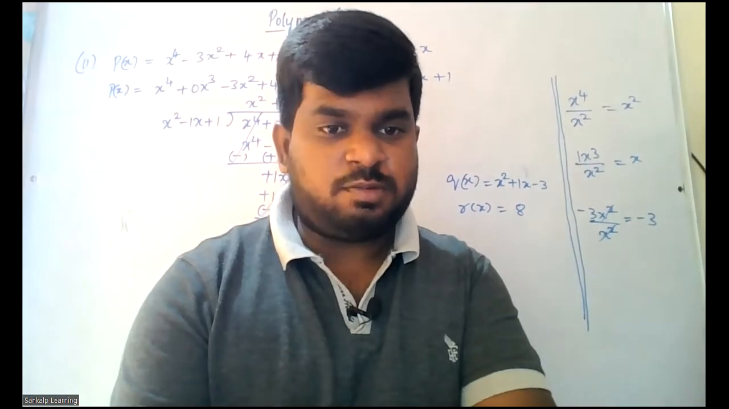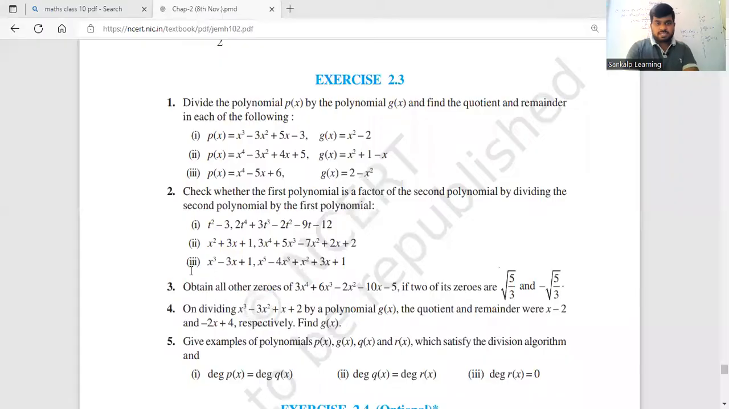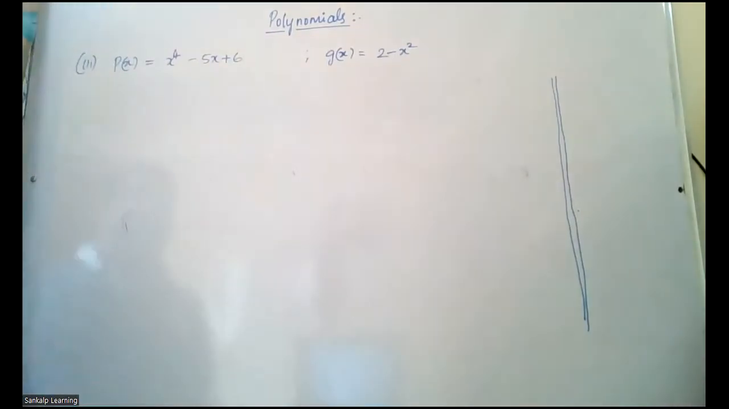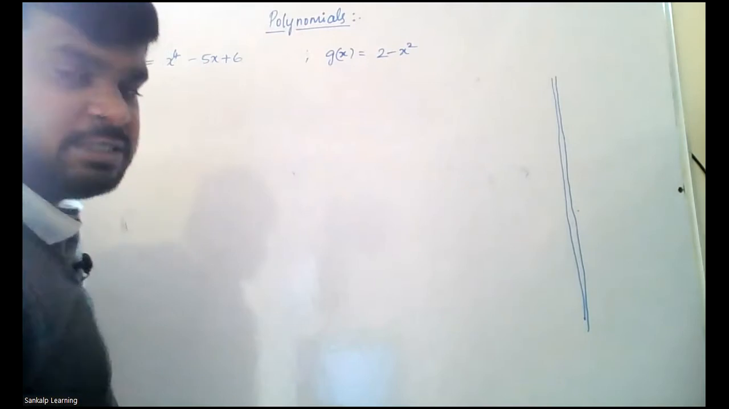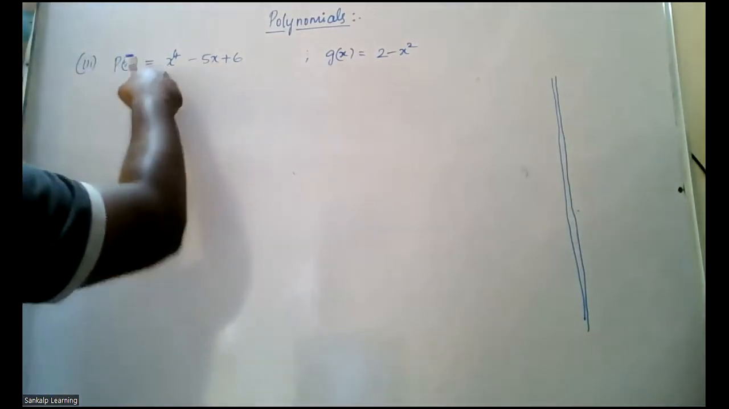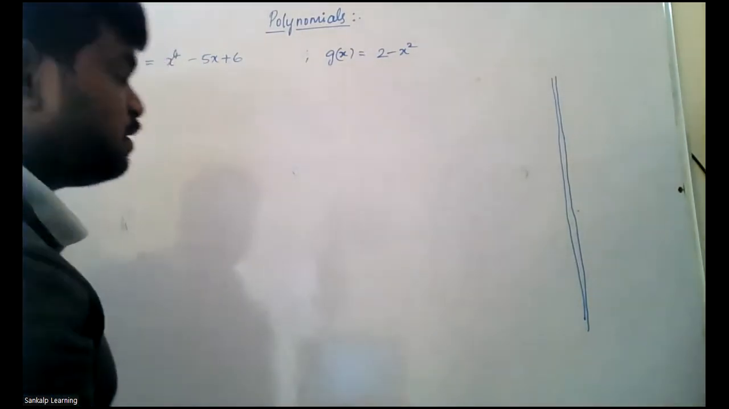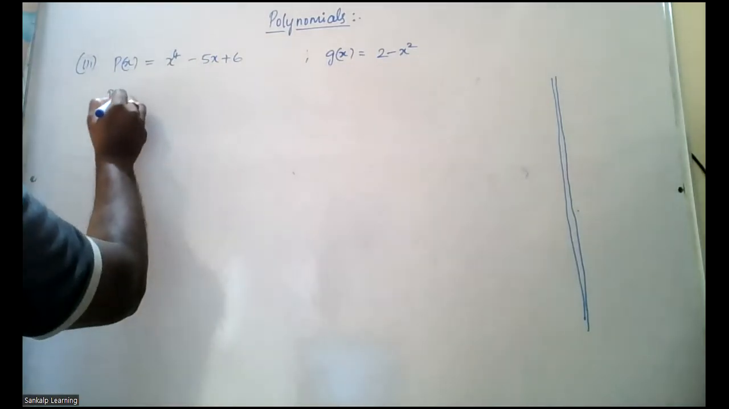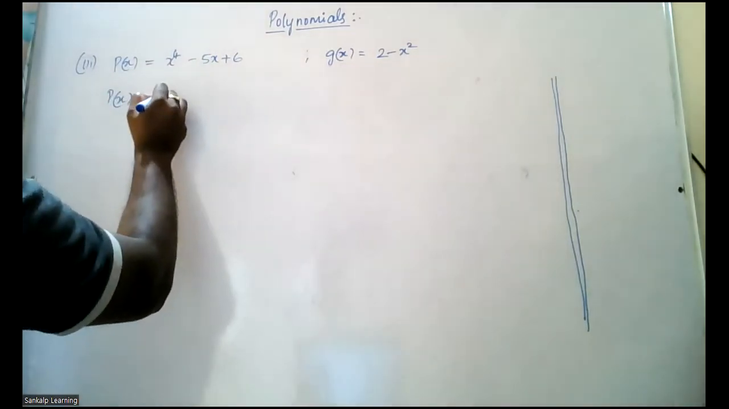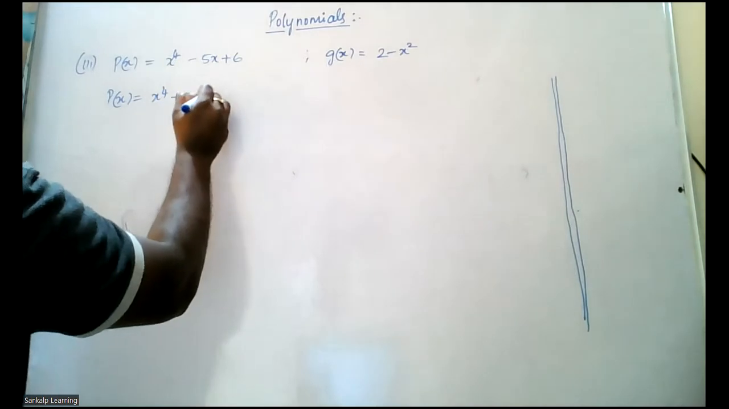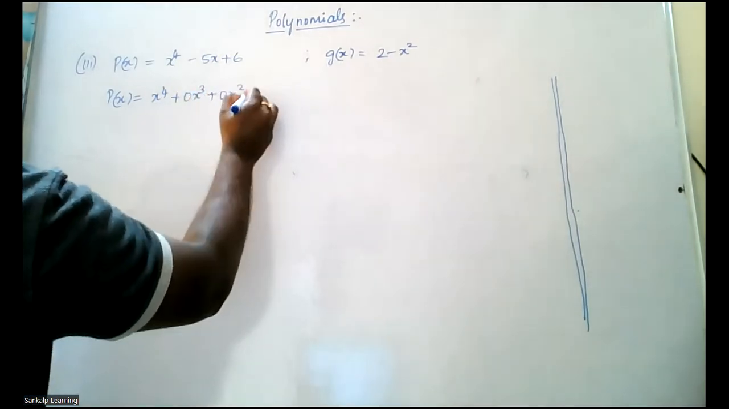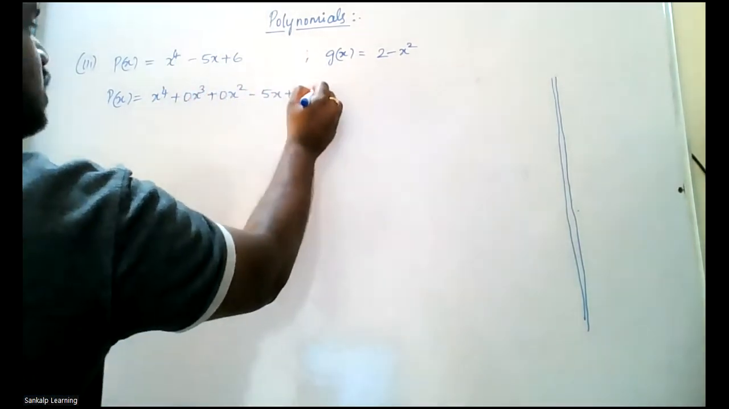In the next problem, P of x is x power 4 minus 5x plus 6, and G of x is 2 minus x squared. So in this problem, P of x, let's arrange it in decreasing order of powers. After power 4, we should have power 3 and power 2, which are not there. So let's introduce them. X power 4 plus 0x cube plus 0x square, then comes x, then the constant number.